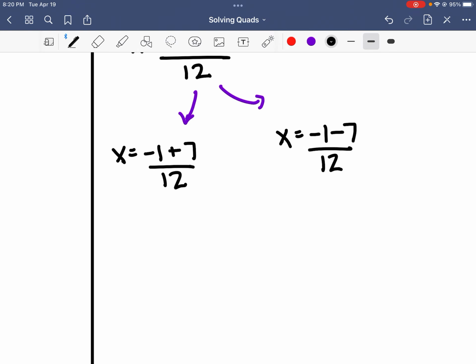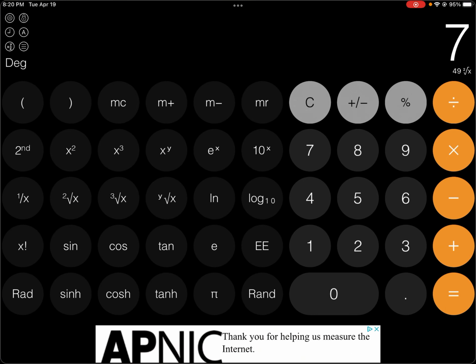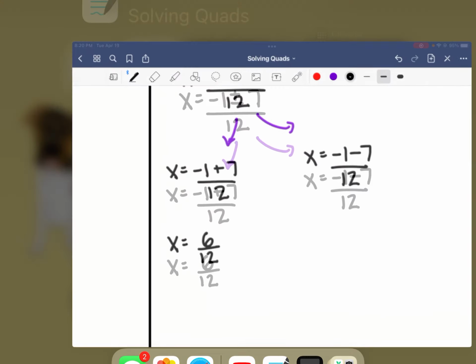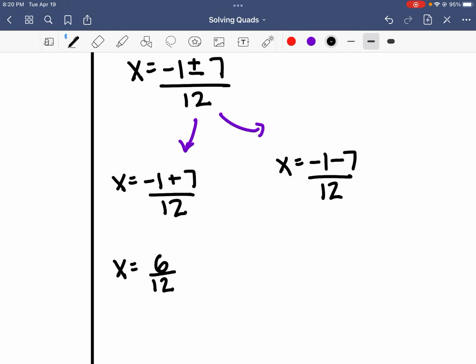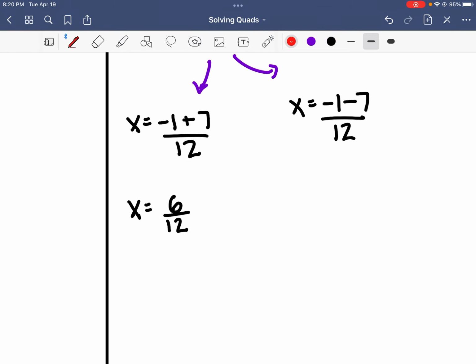Okay, so I'm going to keep cleaning this up. Negative 1 plus 7 is 6 over 12. But hold up, I can't clean that up. If I do 6 divided by 12, I get a decimal. So that means I'm going to get a fraction. And since I'm going to get a fraction, I'm going to try reducing it as much as I can. So we're going to try reducing. And I'm going to show you how you can take little steps to get there, okay? So I know, let me rewrite this.